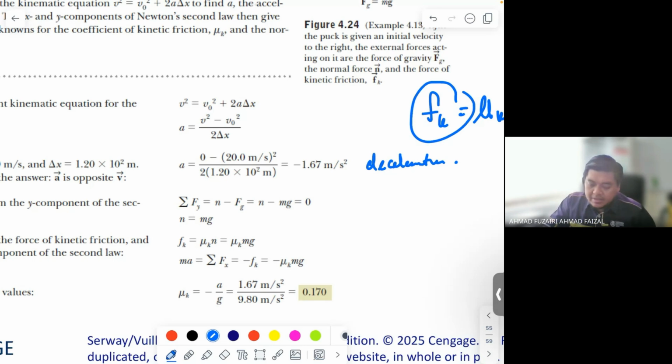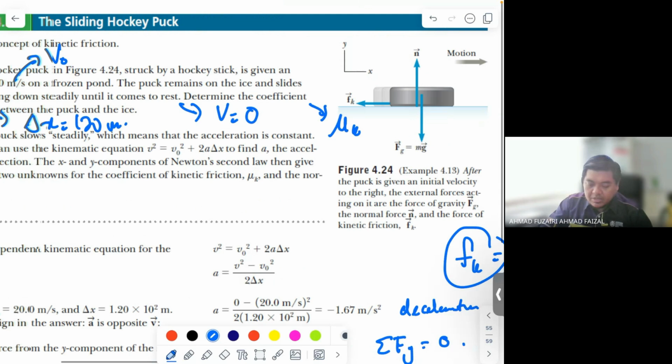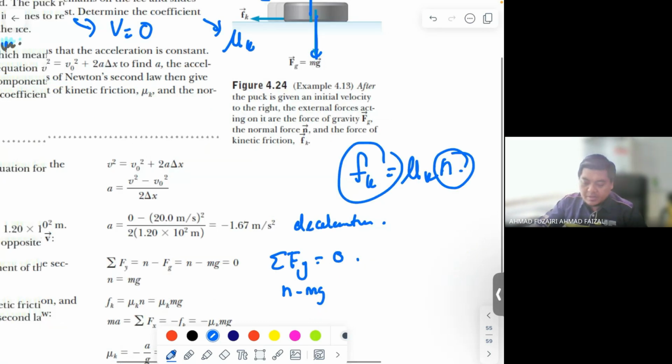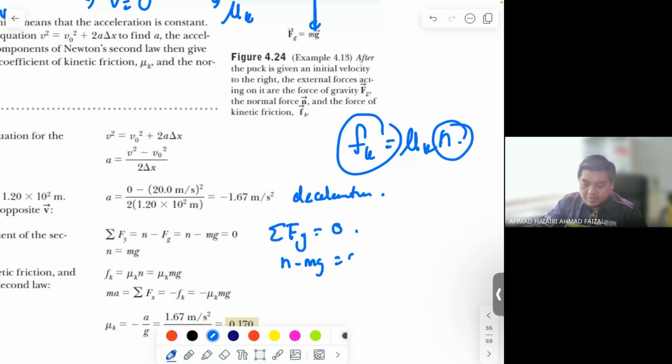Then you put the summation of Fy equals 0 again, because the puck is not floating into the air. It is maintained on the x-axis alone, so Fy should equal 0. Therefore N minus mg, because in this situation we have the normal force and also mg. Because the motion is going to the right with some acceleration, the friction force should be opposing the motion. So N minus mg equals 0, so N equals mg.